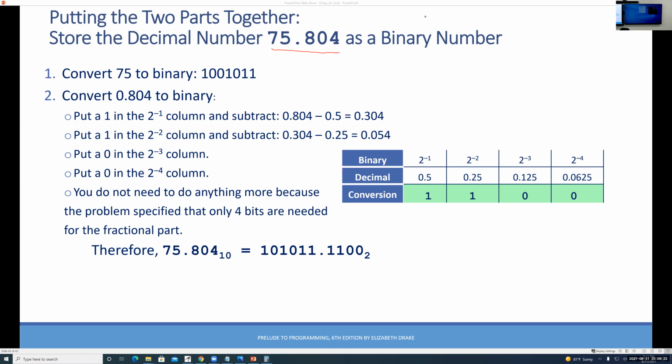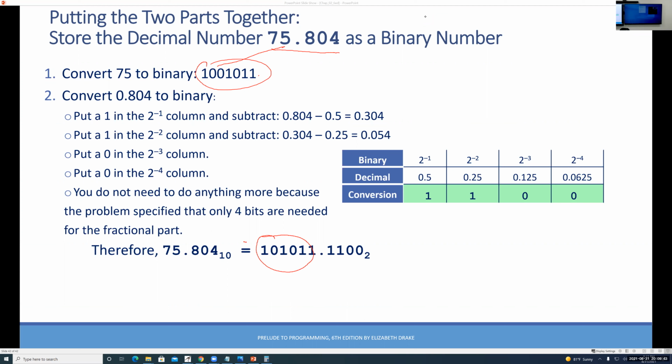Now convert this one, 75, to binary here, right? This one is an integer part. You don't have the sign here, right? That's why you have the sign. So this one is the integer part.